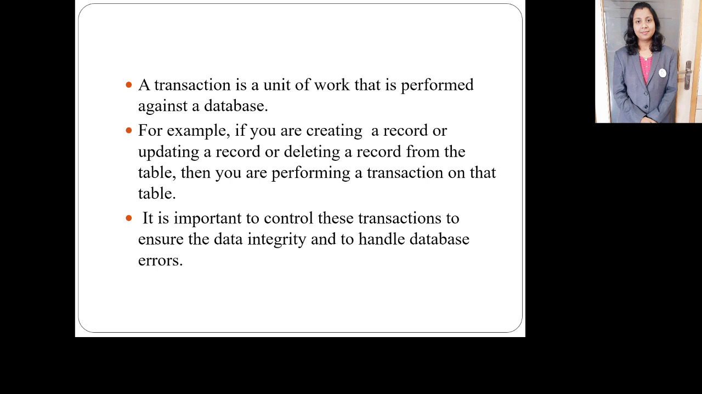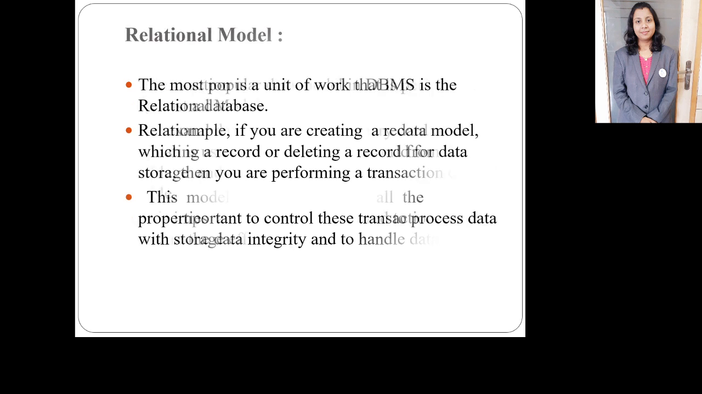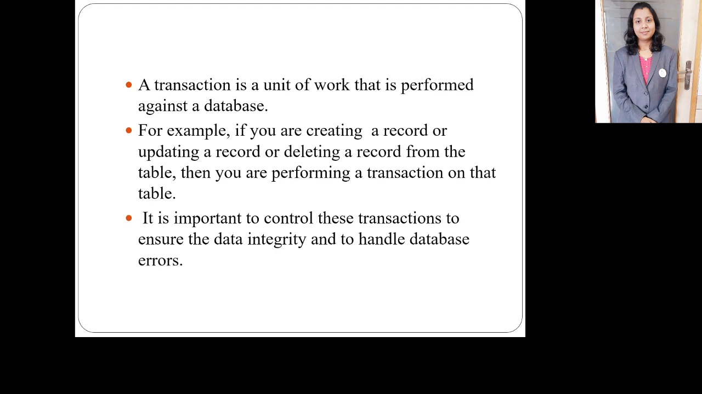A transaction is a unit of work that is performed against a database. What is the definition of a transaction? It is the unit of work that is performed against a database. For example, if you are creating a record or updating a record or deleting a record from the table, then you are performing a transaction on that table. The example of this transaction is given here. It is important to control these transactions to ensure data integrity and to handle database errors.